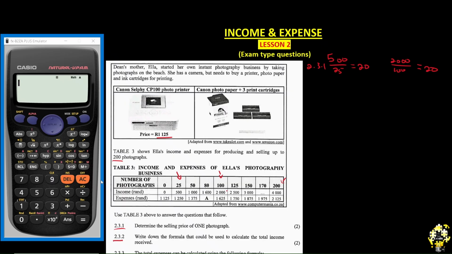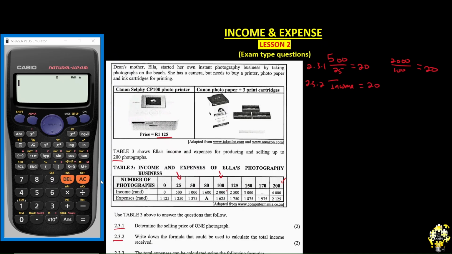And then we have 2.3.2. Write down the formula that could be used to calculate total income. By now we know. See, these are the fruits of the basics. By now you know that you can simply say that income is equals to, like I told you, is equals to selling price. But you don't have to use that one. You have to use the final one, because now you know what the selling price is.